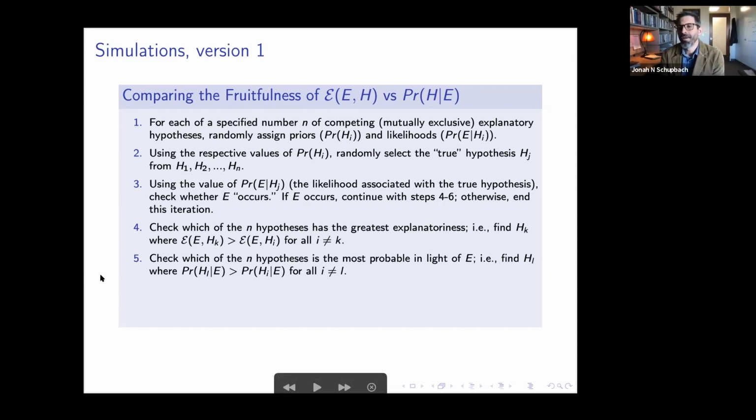Step 5, we do the Gleamore thing. We check which of the n hypotheses is the most probable in light of E. That is, we just look at which one has the greatest posterior probability on E. And we'll call that HL.